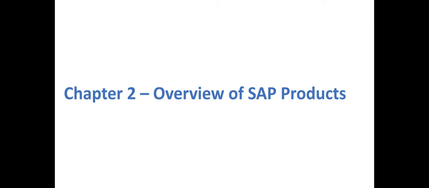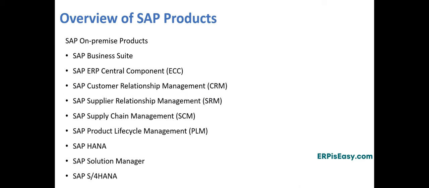Chapter 2, Overview of SAP Products. SAP has more than 400 products in its portfolio. They are a mix of on-premise, software-as-a-service, and platform-as-a-service products. It won't be possible to talk about each product of SAP, but this is the list of some of the most widely popular SAP products that we are going to discuss in this course.